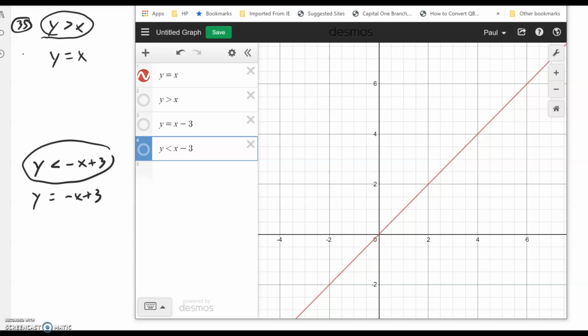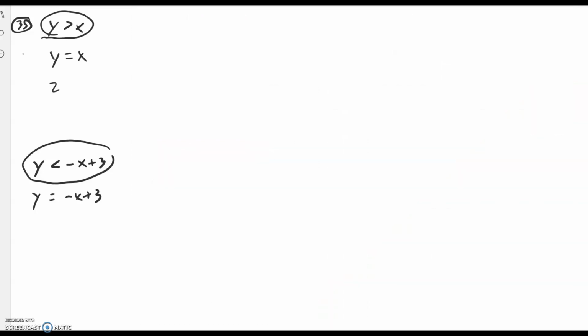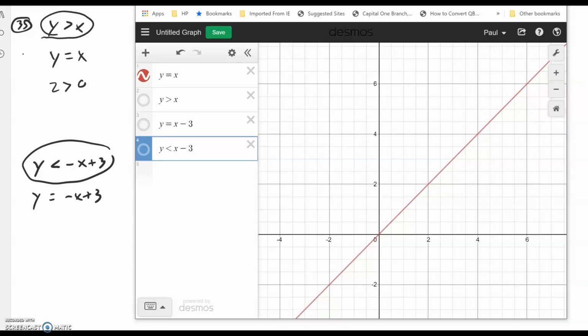But it's so easy to pick a test point. Let's pick this point 0, 2. We're putting in 0 for x and 2 for y. It's the point right here. So when we do that, we get 2 is greater than 0, and that's true. So our test point worked, and we're going to shade up.